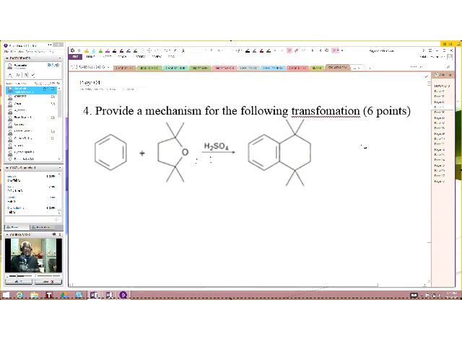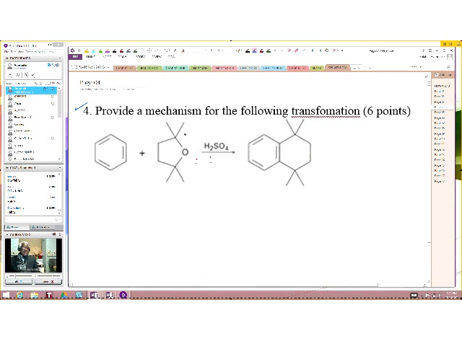Okay, now we have a mechanistic problem. If your mic is working and I've not called on you, can you read this question for us? Provide a mechanism for the following transformation. Okay, thank you. Very good. So now you say provide a mechanism for the following transformation.